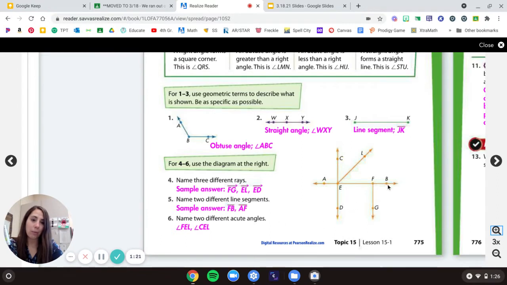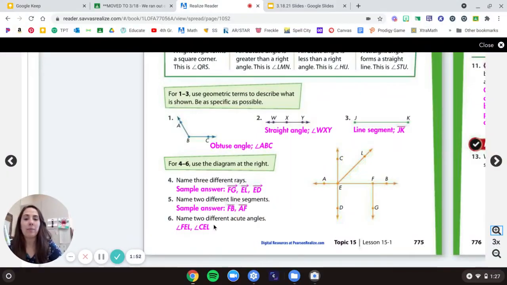Number 6 wanted you to find 2 acute angles. Ones that they found were angle FEL, and we talked about how you could flip that too. You could do angle LEF. One that they found was angle CEL, or you could have done angle LEC. Those are the only 2, well 4, I suppose, naming wise, that we could find in our class when we went over this.